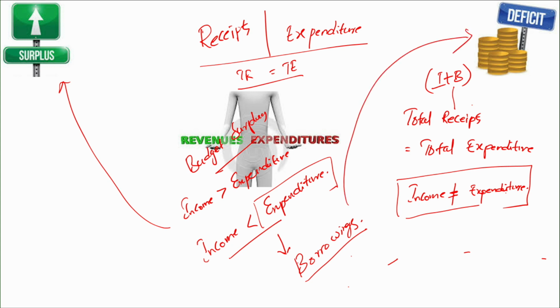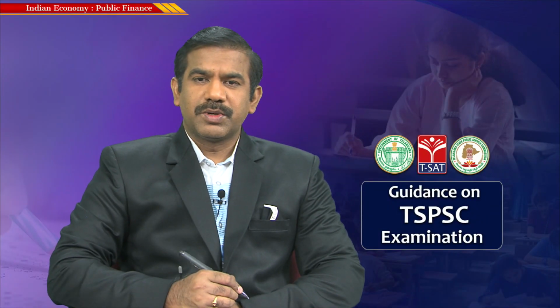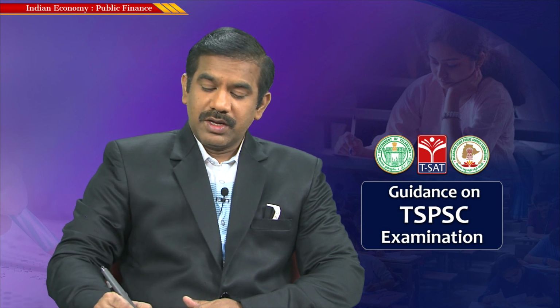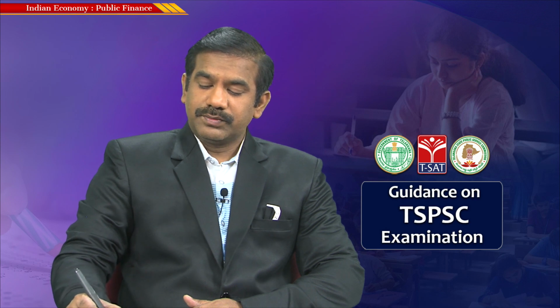Okay, so if you have more than what you spend, or if you receive more than what you spend, then you are said to have a surplus budget. If you are spending more than what you earn, then you are said to have a budget deficit. I mean your budget is said to have a deficit, shortfall.